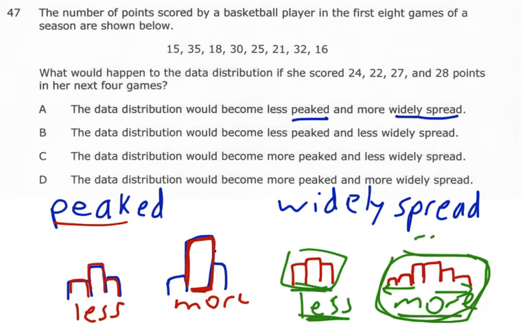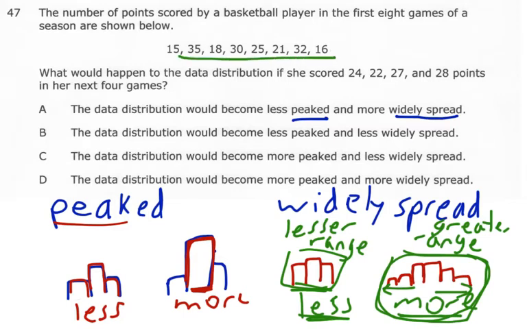And another thing is just look at the range. That has a greater range. And that's just the bigger number minus the smaller number, and this has a lesser range. Alright, so that goes over peaked and widely spread. Now hopefully we have a better idea what those mean. So now let's actually look at our data set. We're going to look at our first 8 pieces of data. We're going to graph them, and then we're going to add our next 4 pieces of data and see how that changes on our histogram.